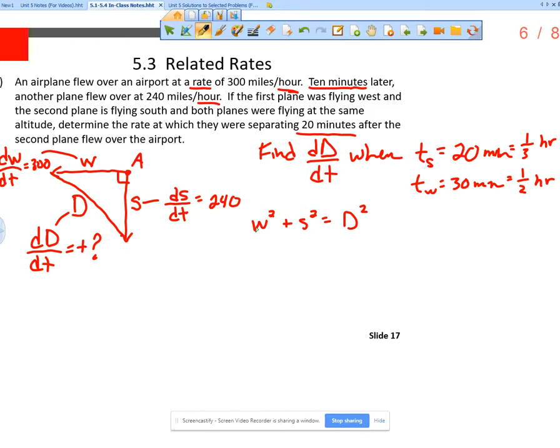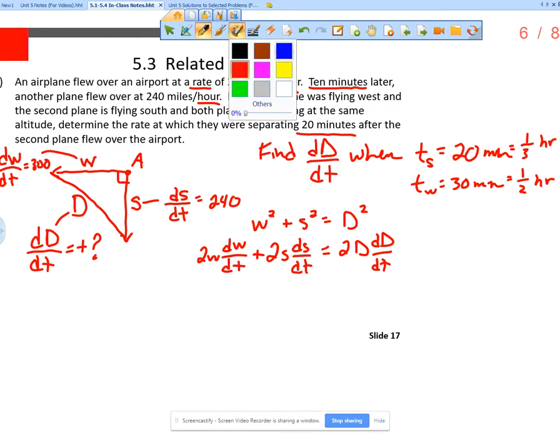So the derivative of W squared is 2W times dW/dt. Remember, we're taking the derivative with respect to time, plus 2S times dS/dt, equals the derivative of D squared, which would be 2D times dD/dt. Yes? All right, so that's good. Now, after we did that, we would want to plug in known quantities and solve. But we don't know all of the stuff that we need in order to solve for dD/dt. Remember, dD/dt is the only thing that we want to remain as a variable at this point.